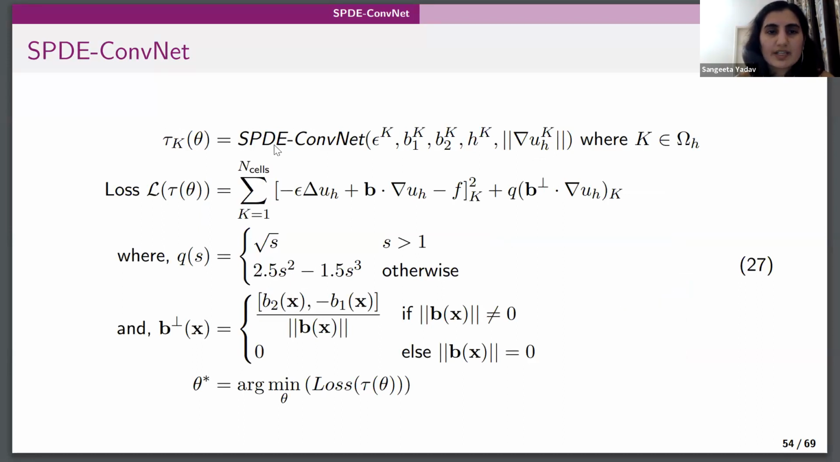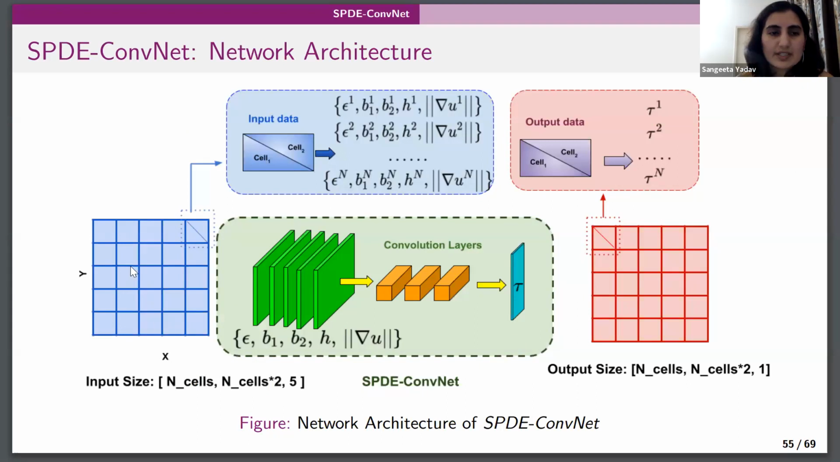So here in SPDConNet, we can see now tau is a cell-wise tau, and it is a function of epsilon, b1, b2, h, and the norm of the gradient of u. In this diagram, this is the given domain where we are trying to obtain the solution. We are considering a P2 element, which is a triangular element. For every element, we have these values. All of these values you can consider as channels to the convolutional neural network. Then we use a 1D convolutional layer wherein we share the weights across all the cells, and then we obtain a cell-wise tau.